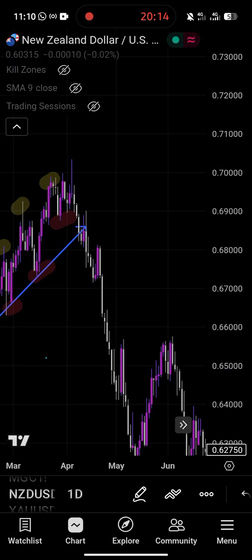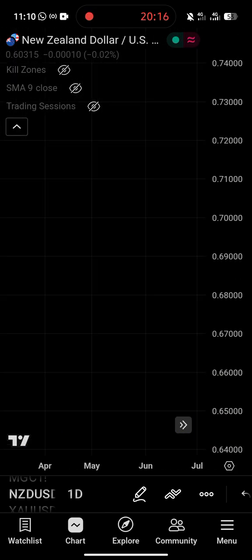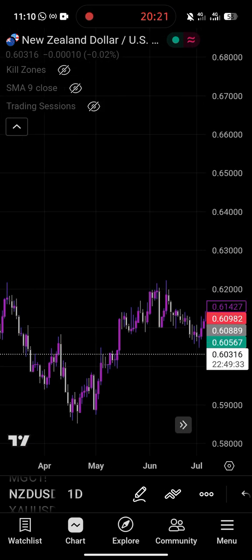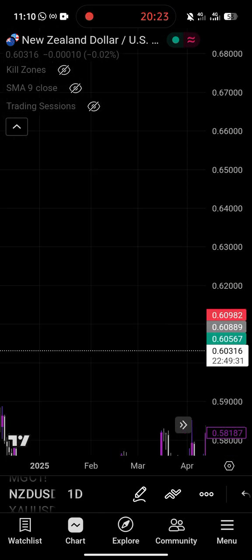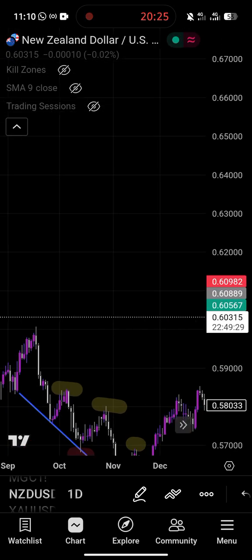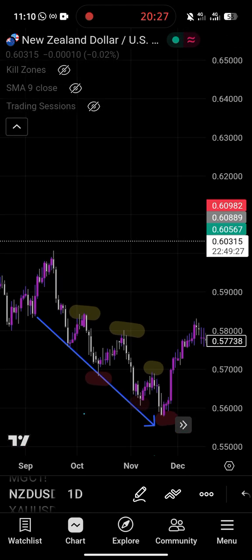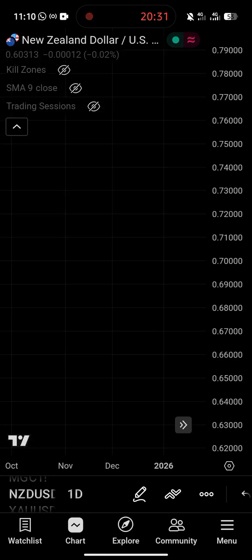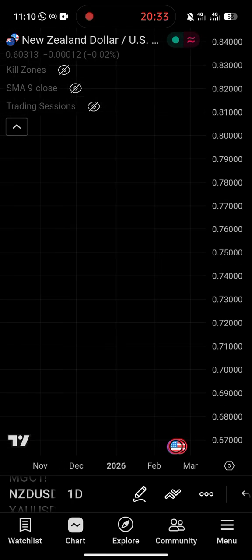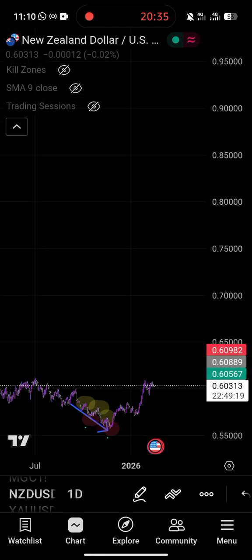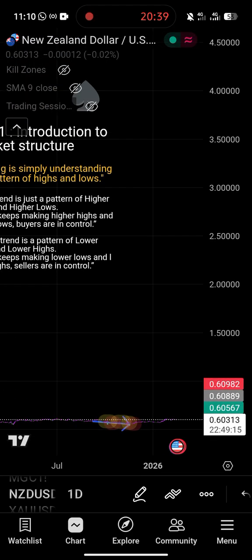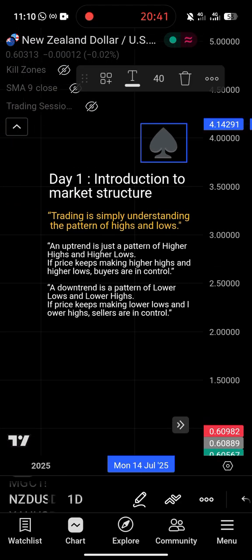And that was what a downtrend looked like earlier. The downtrend was a perfect example, but I didn't get a perfect example of the uptrend because of time. So yeah, that's basically the simplest thing that you'll ever learn in trading.